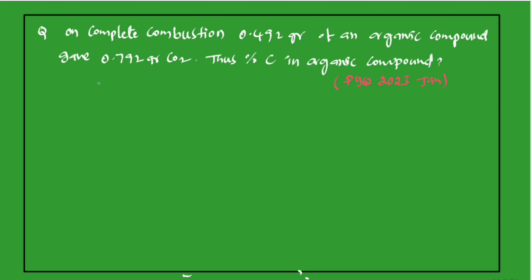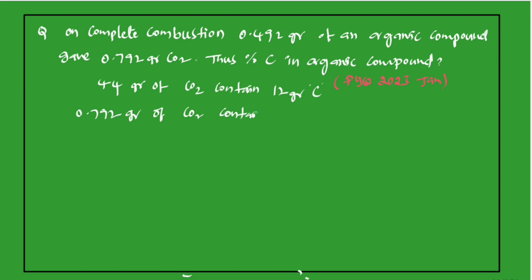See, 44 grams of CO2 contain 12 gram of carbon. Yes. They gave how much? 0.792 gram of CO2 contain how much? Okay, so let's move on to our principle.